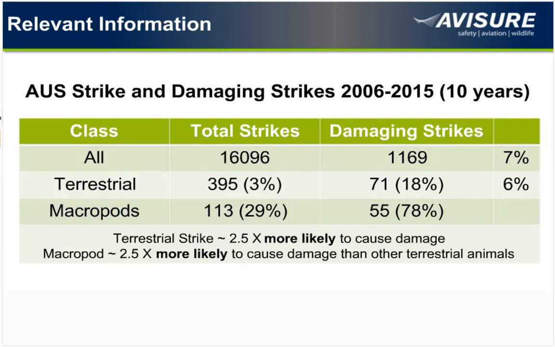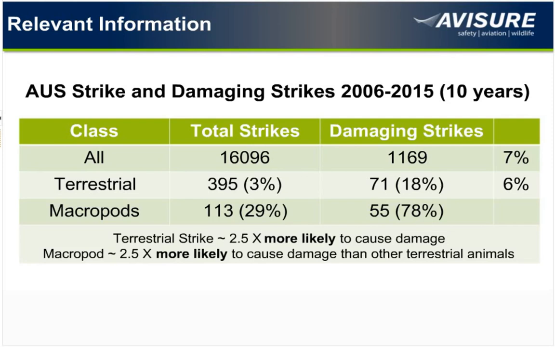Now, if we look specifically at macropods, which is the case for this incident, somebody in my team described them in maybe not the nicest terms, but we find that they're particularly stupid animals. This is based on the damaging strike. So you can see 78% is quite a large number. We look at terrestrial strikes, 2.5 times more likely to cause damage. That's that bit that I was talking about, the generally larger animals. And macropods in particular, 2.5 times more likely to cause damage than other terrestrial animals.